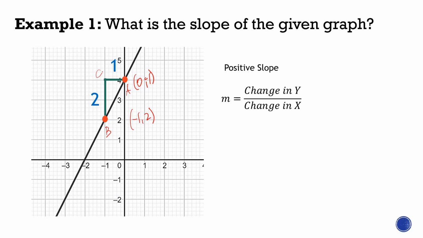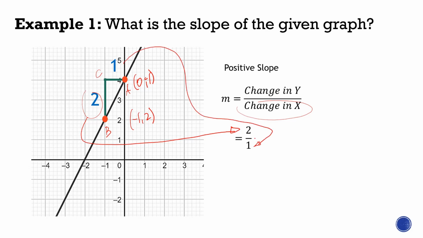That is 1. So now, as you can see in the formula, change in y, and our y here is number 2. That's the vertical distance. That's our numerator. So this will be our numerator, and number 1 is our denominator. So the answer is positive 2.